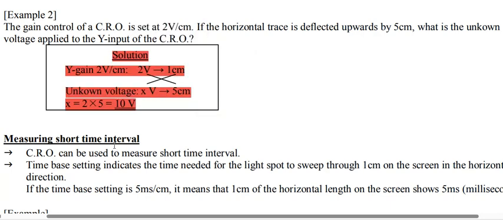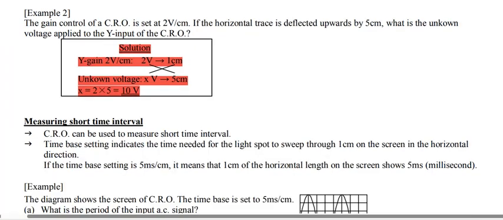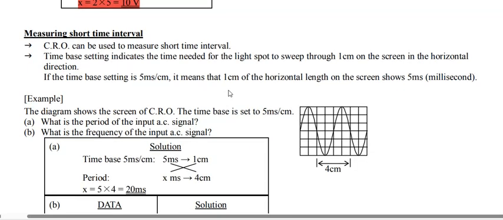So we move to the next one. The next one is measuring short time intervals. The CRO can be used to measure short time intervals. The time base setting indicates the time needed for the light spot to sweep through 1 centimeter on the screen in the horizontal direction. We are done with the voltage. Now we are dealing with the time.